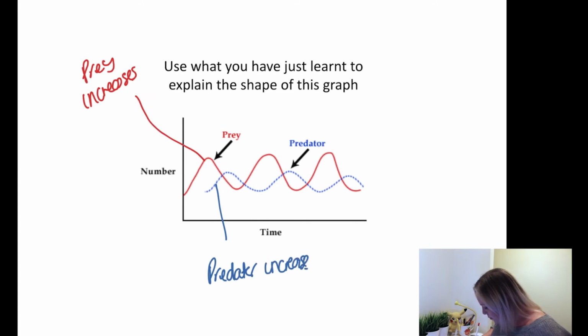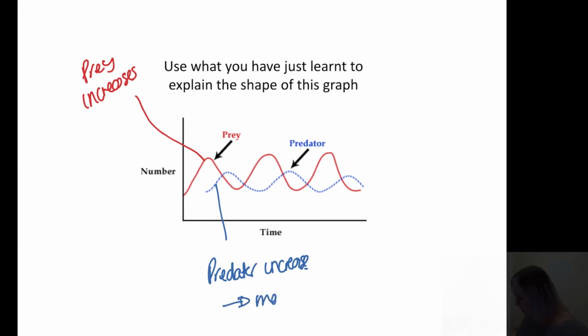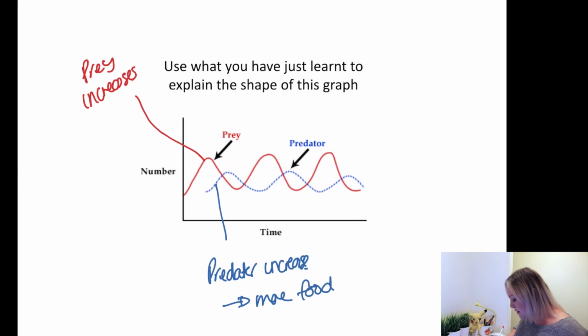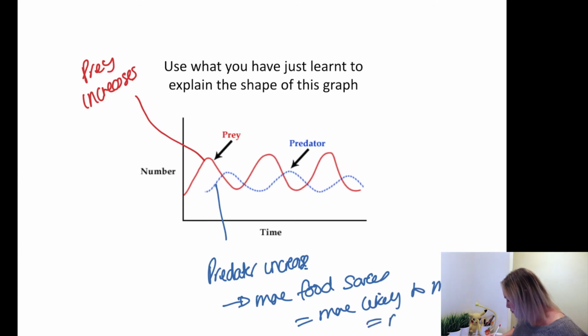Why would our predator population increase after the prey population increase? Because there's more food source. There's more food source, they're more likely to mate, they're more likely to produce more foxes, okay? Now what about after that happens?